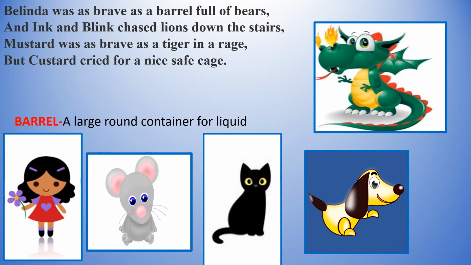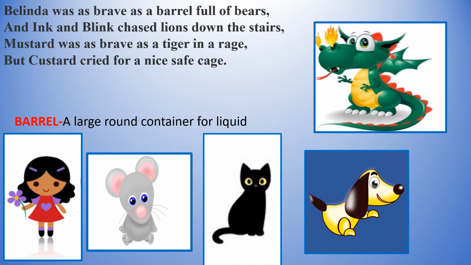Now let's start with the explanation of the stanza, dear children. Here in the stanza we come to know about the characteristics of the creatures who were living in that little white house. Let's start with Belinda first. The poet says, Belinda was as brave as a barrel full of bears. Barrel means a large round container for storing liquid. So Belinda was as brave as a large container which could be full of bears.